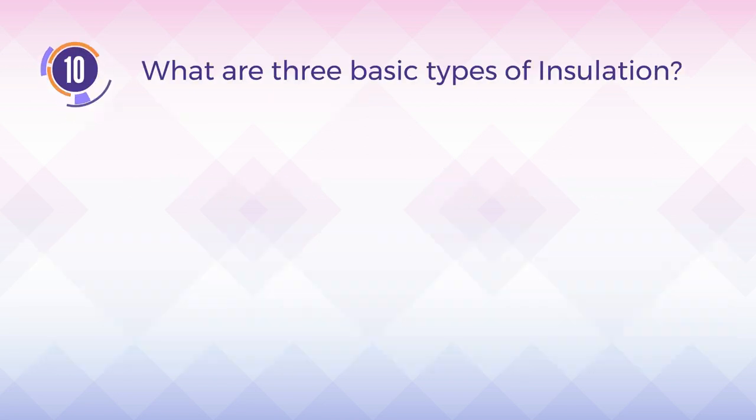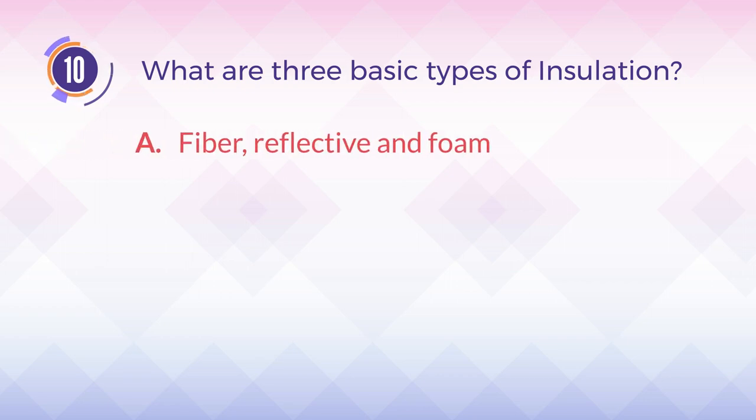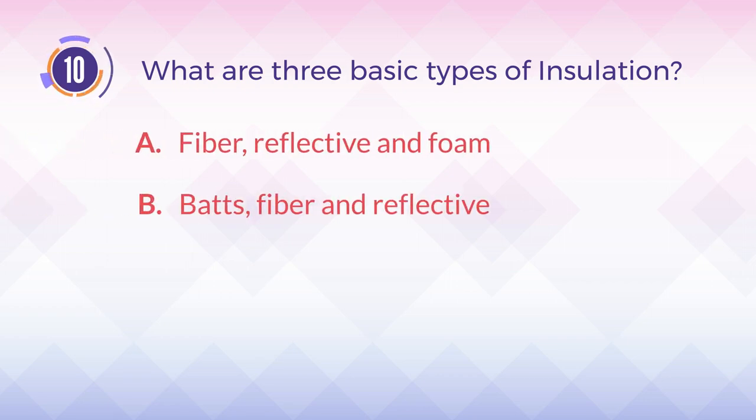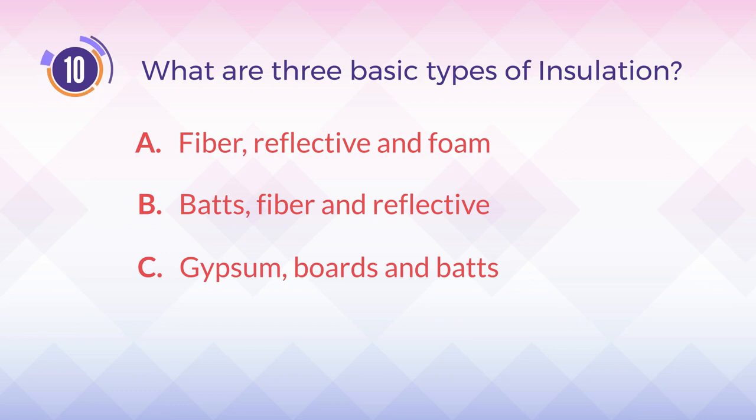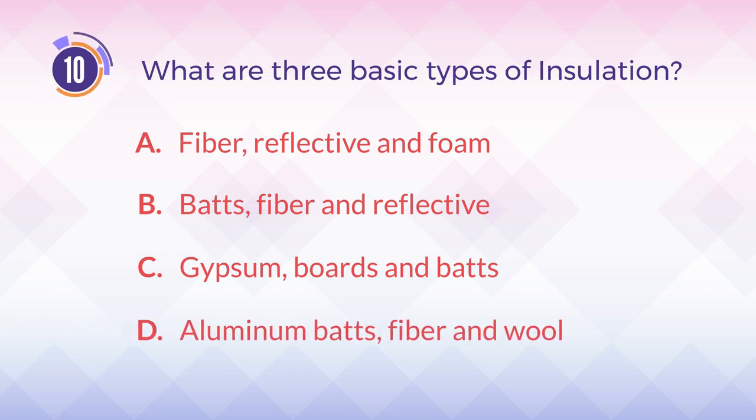Number 10. What are three basic types of insulation? A. Fiber, reflective and foam. B. Bats, fiber and reflective. C. Gypsum, boards and bats. D. Aluminum bats, fiber and wool.